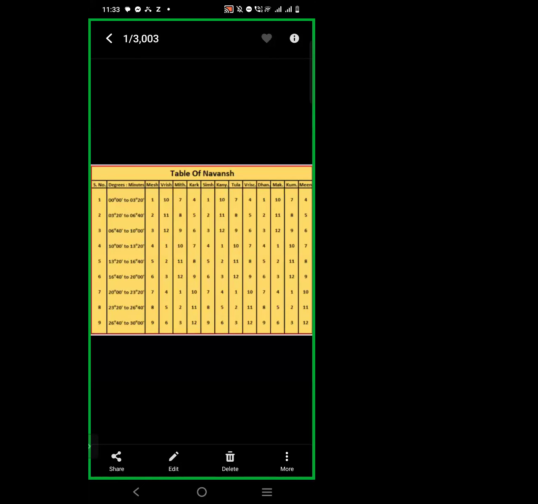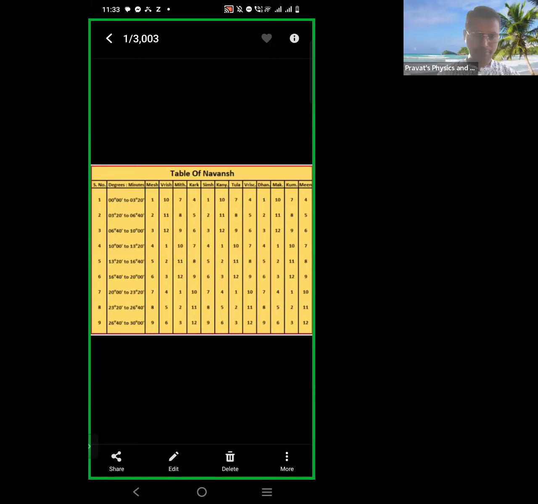Yes, sir. What is the second nakshatra? Sir, the table is not visible to you. He will explain. I will enlarge it and I will explain. Okay.